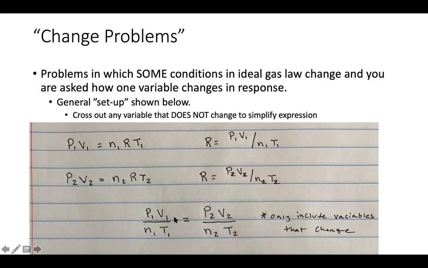Okay, so if they tell you a variable doesn't change, or if they don't mention a variable at all, assume it doesn't change. Okay? And from there, you will have a more simplified expression, and then you just plug in. You should know all your values except for one, and then you just solve for that one value that you don't know, and that would be your answer.